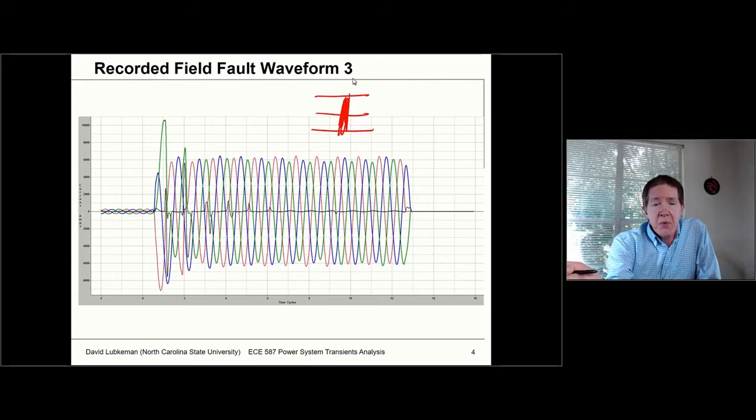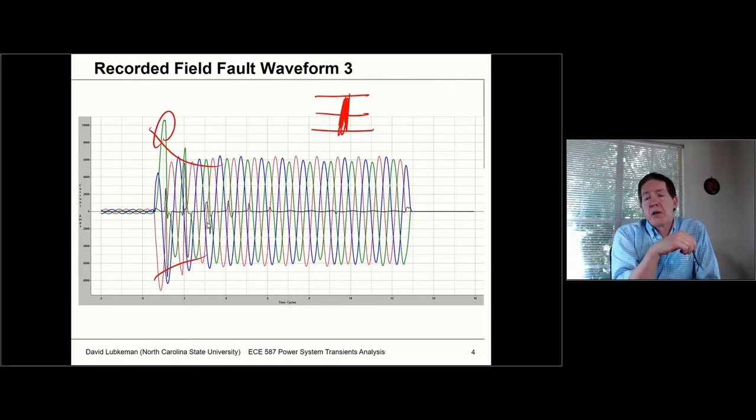Now, you do see when the fault first starts that there's a little bit of noise at the very beginning. There's a little bit of DC offset which occurs on the three phases. But then after a while, this goes into more of a steady state until the fault eventually gets cleared.